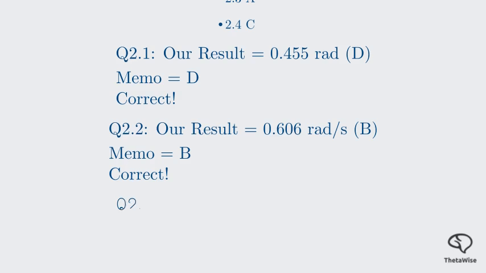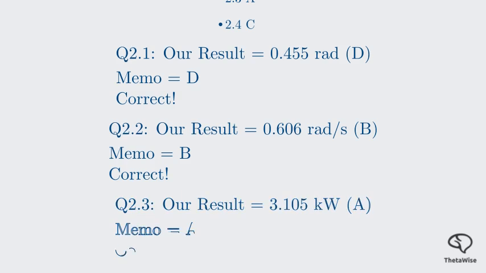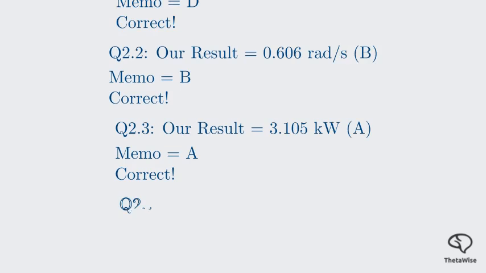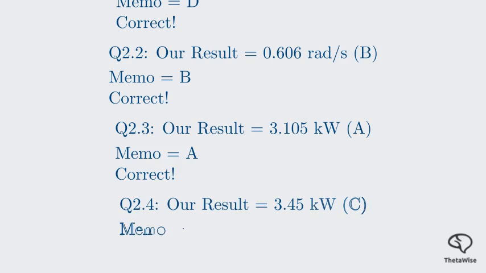Correct. In question 2.3, we found the power to be 3.105 kilowatts, which is option A. This matches the memo as well. Correct. And finally, for question 2.4, we calculated the input power to be 3.45 kilowatts, which is option C. This also matches the memo. Correct. It appears all the answers in the provided memo are correct and align with our step-by-step calculations. There are no discrepancies to correct.